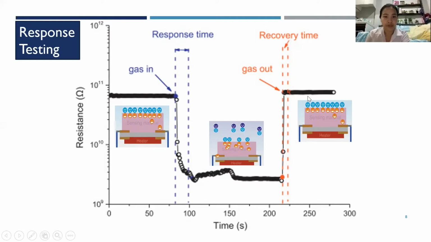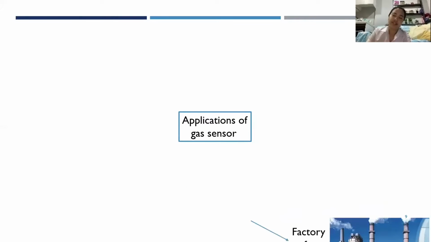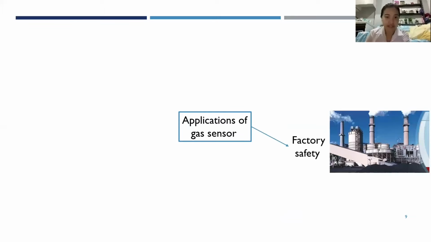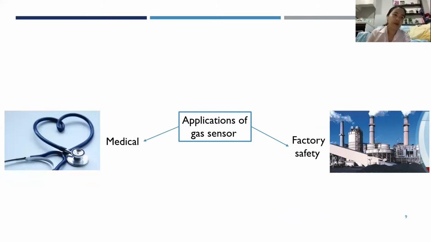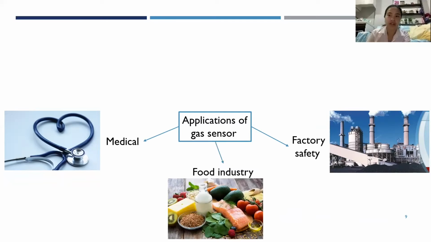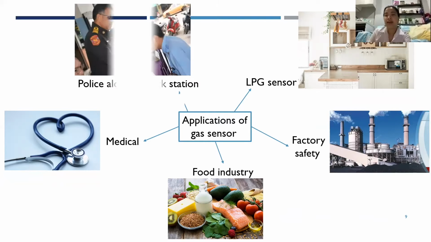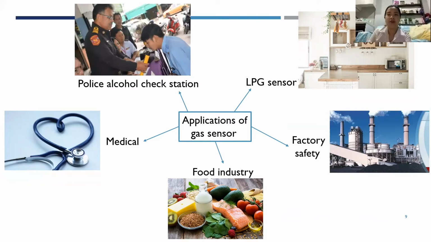to its initial level. So gas sensors have been used for many purposes. They're used in factory safety, medical applications, the food industry, as LPG sensors in our houses, and also at the police alcohol check station. In my work, I will be focusing on factory safety.